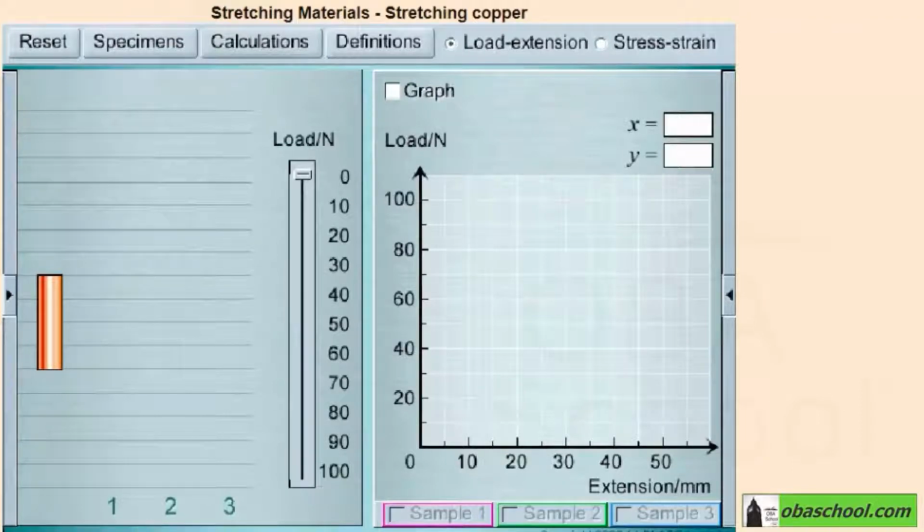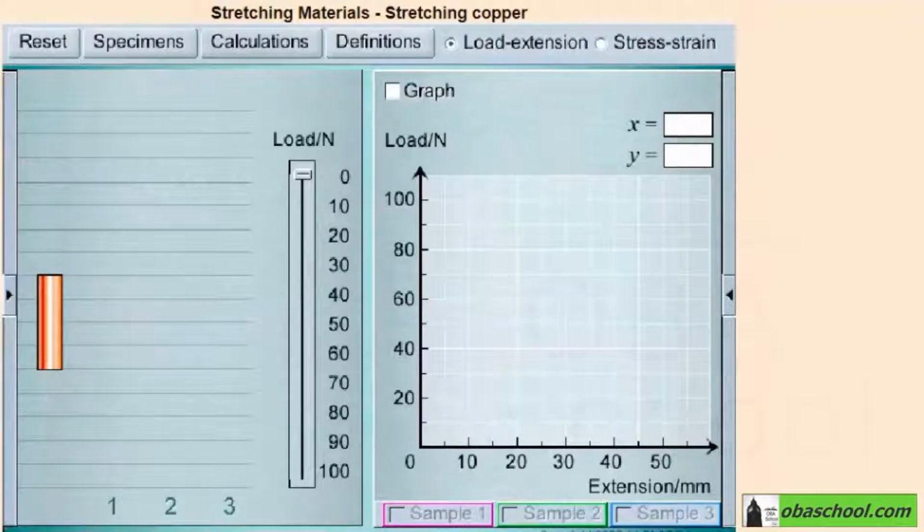Everyone! In this virtual lab, we're going to study the stretching of copper. Actually, copper behaves in a different way from the materials we have studied so far, like glass, aluminium, and steel.